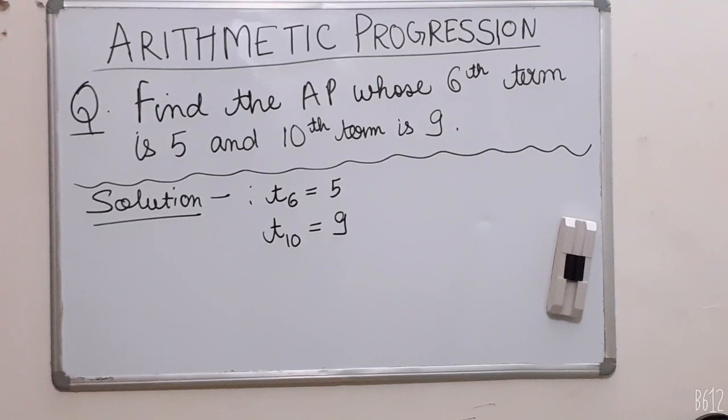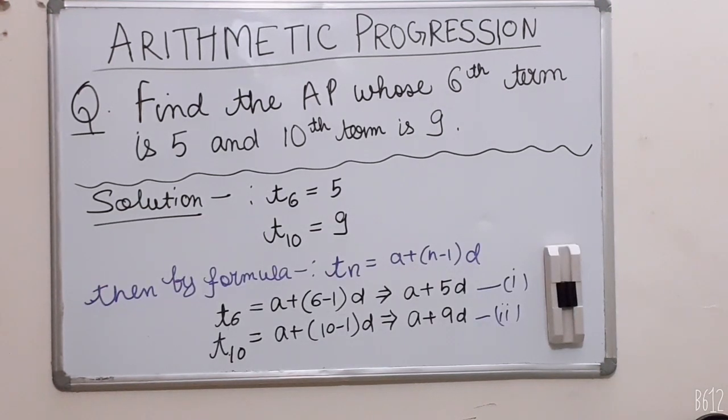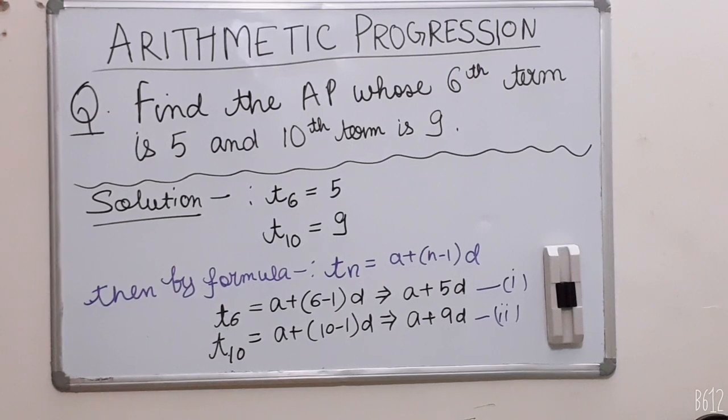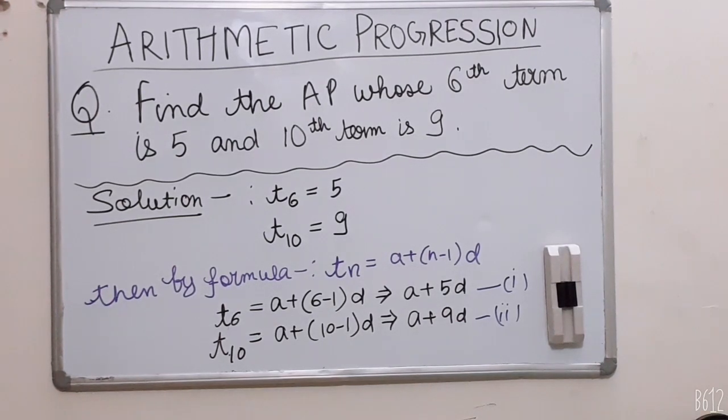If we write it like this, then T6 is equal to 5 and T10 is equal to 9. Then by the formula, Tn is equal to a plus (n minus 1)d, which we used in the previous question. So it implies that T6 is equal to a plus (6 minus 1)d. Why do we use 6 here? Because it is given in the question that the 6th term is used. So it gives us the final thing that T6 is equal to a plus 5d. Same goes with T10. T10 is equal to a plus (10 minus 1)d, which gives us a plus 9d.